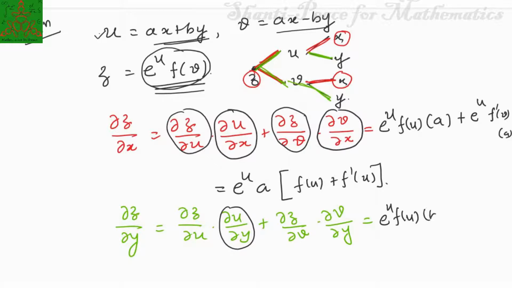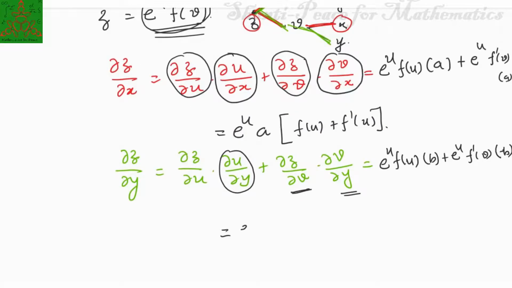will give me b, plus e^u f'(v) in the similar manner as ∂z/∂v is there, and ∂v/∂y, by taking the derivative of this with respect to y, will give me minus b. So you just simplify that and take e^u into b common, and inside the bracket you will have f(u) minus f'(u).